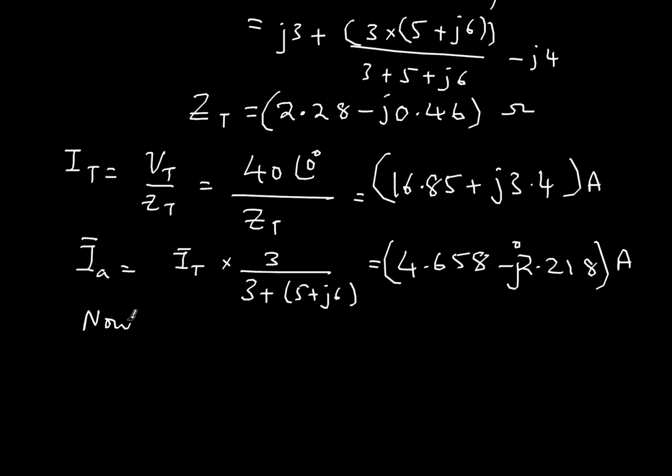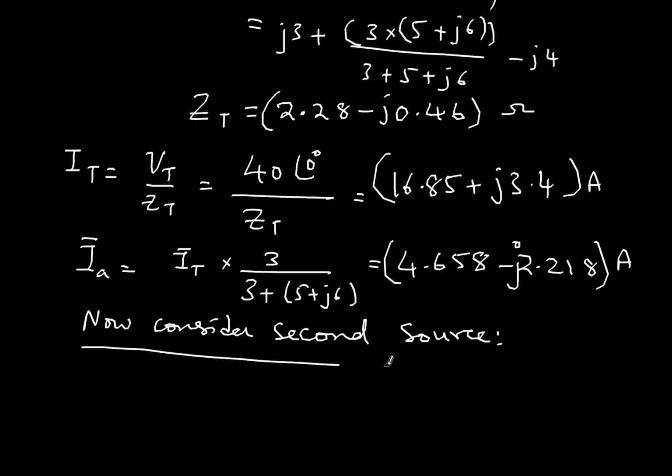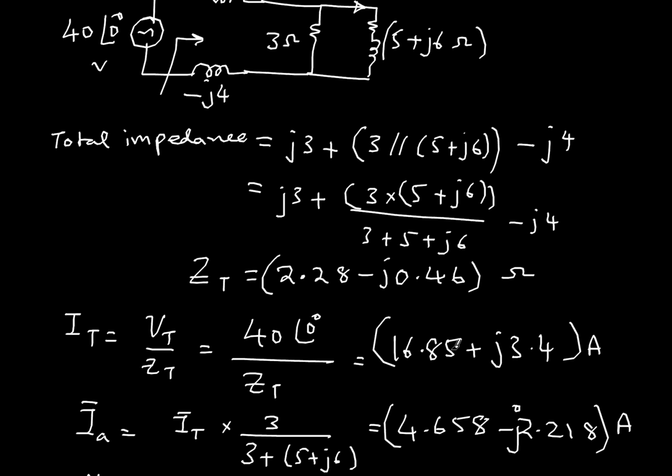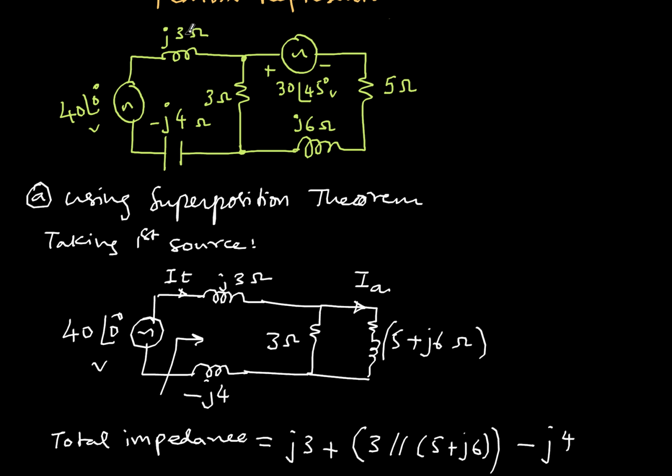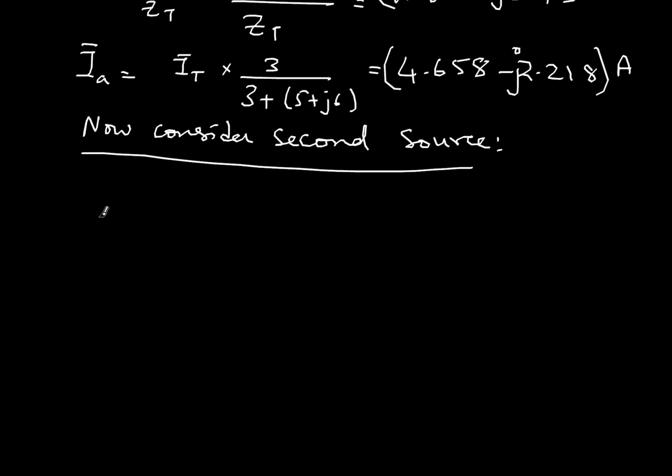Now consider the second source. When I consider the second source, my circuit will become like this. Let me refer: I have j3, minus j4 and 3 here. So that part I will draw. This is short circuited. This is 3 ohms. This is j3 ohms.